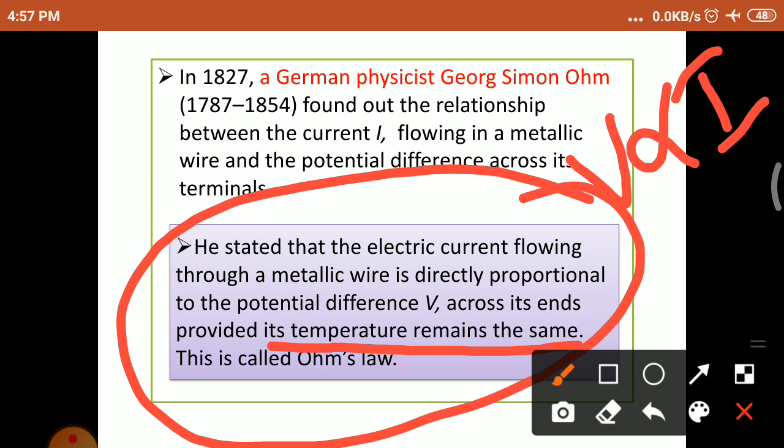If you are doing this experiment at room temperature, 37 or 36 degrees, when we are increasing the voltage, the current will also increase. But if the temperature is varying, maybe 100 or 120 degrees, this Ohm's law is not applicable. That means when you are increasing the voltage, the current may decrease, increase, or not change. So when the temperature remains constant, the voltage is directly proportional to I. That is called Ohm's law.